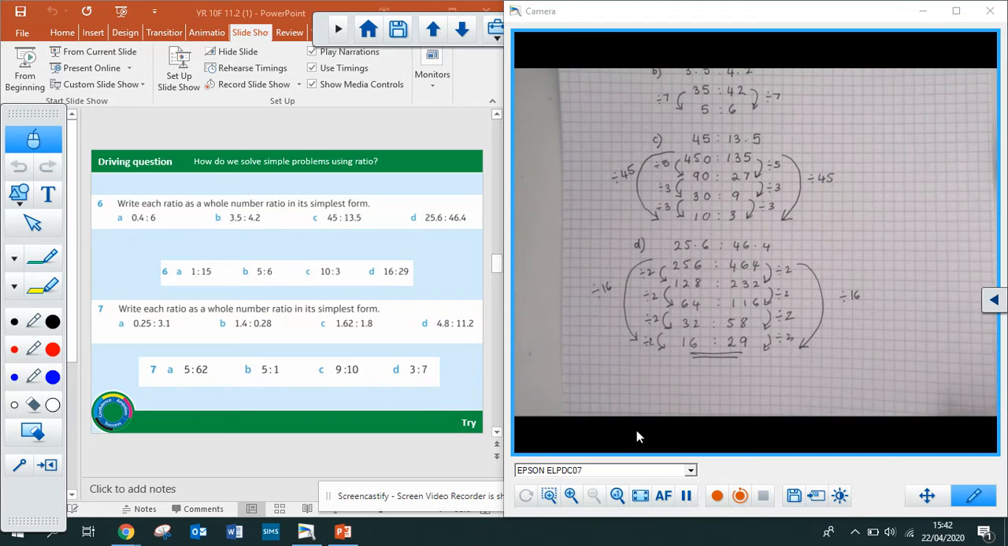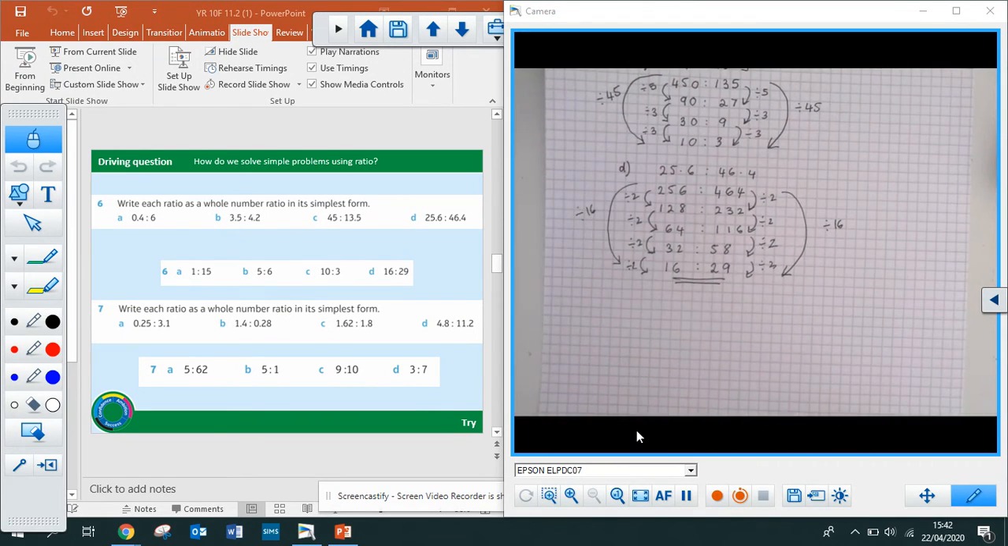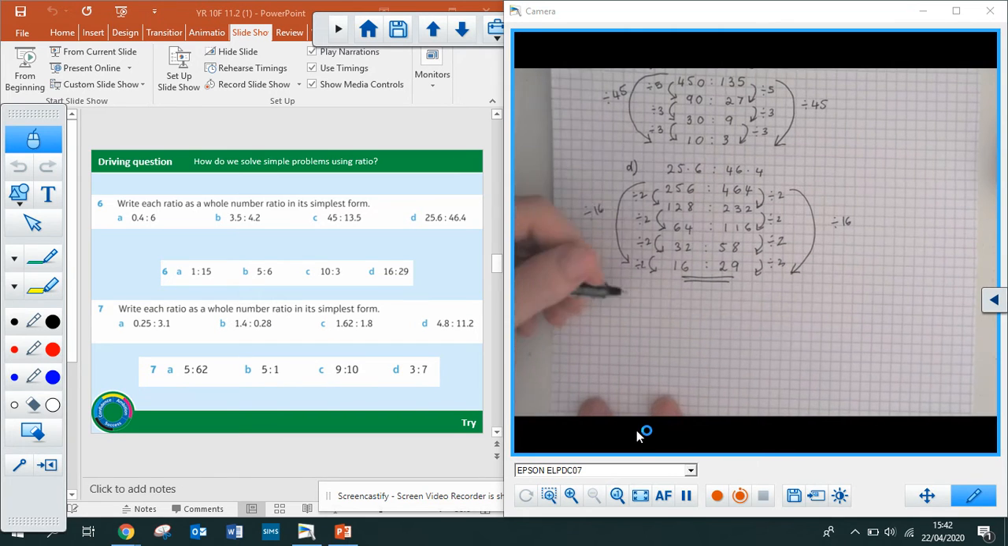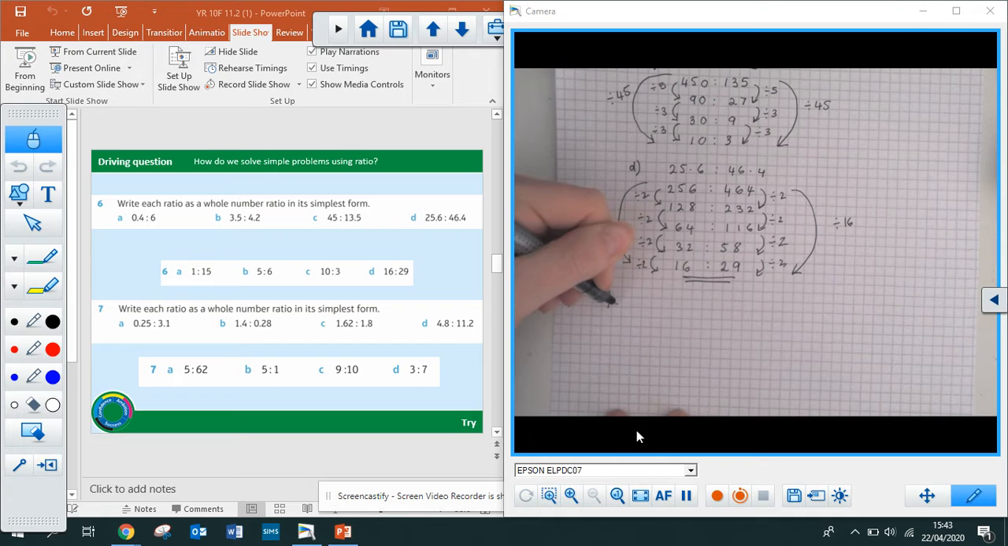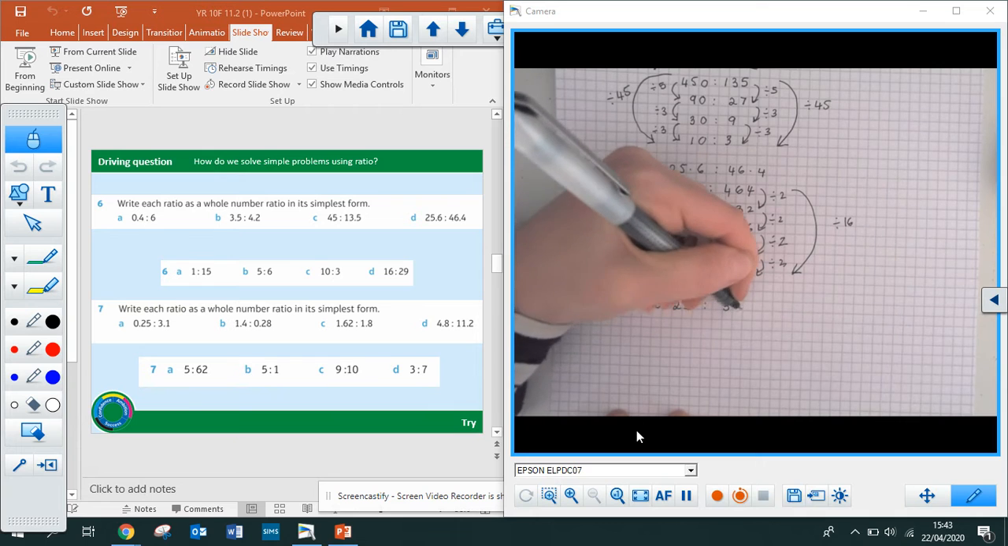Okay, so that's question 6. Question 7. So 7A. The same thing, you've been asked to write each ratio as a whole number ratio in its simplest form. You need to get rid of the decimals. This time, you might need to multiply by more than 10.